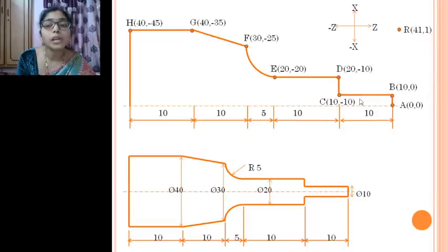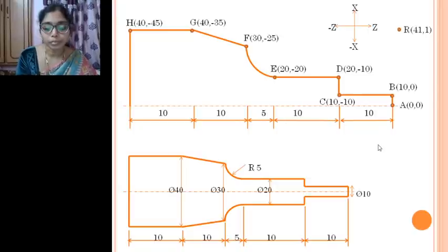So this is the incremental mode of writing, where to write D, the earlier point will be my reference point. Incremental mode is where the reference point changes throughout the program, whereas in an absolute mode, there will be only one reference point, and based on that, we define the other points. That is absolute mode, right?